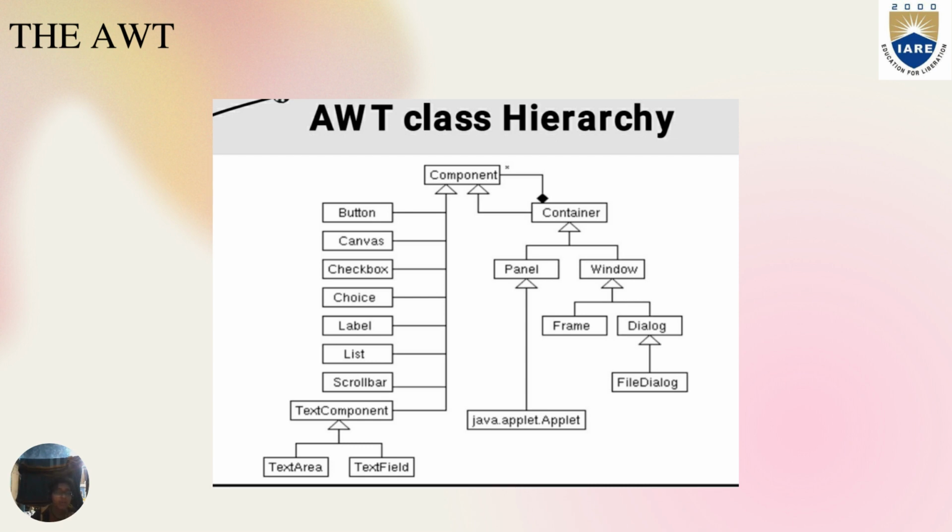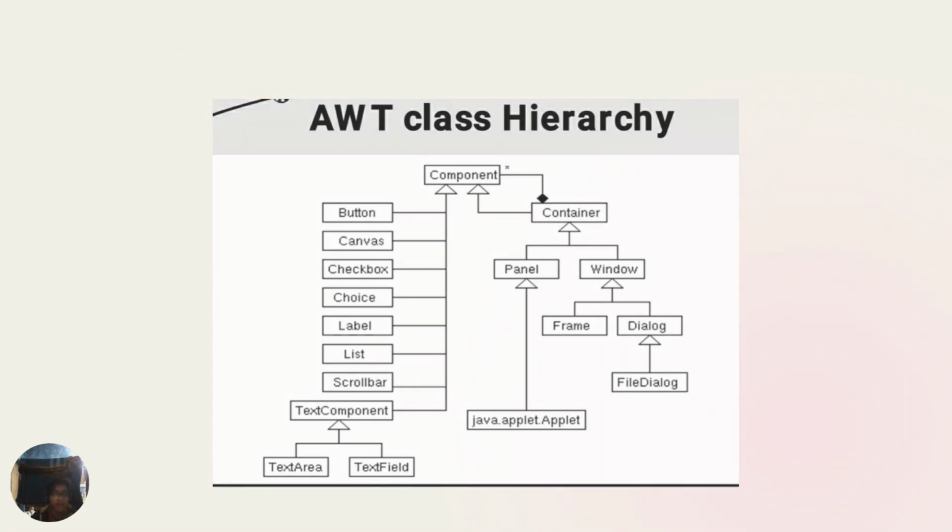Now, what's the difference between text area and text field? In text field, you can only write one editable line of text, whereas in text area, you can write multiple columns. And in containers, we have panels. In panels, we have applets. And in windows, we have frames and dialog boxes. And in dialog boxes, we have file dialog. This is the basic AWT class hierarchy.